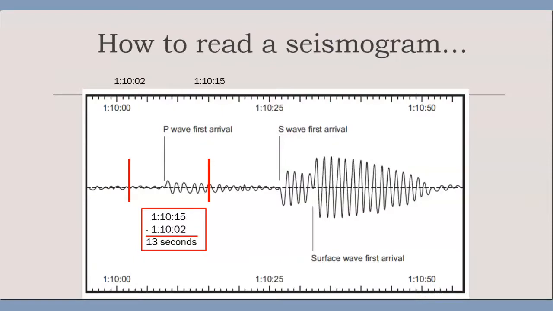And here's something cool. You can measure the distance you are from an earthquake by looking at the difference in the arrival times of the P and the S wave. And that will be the topic of our next video.